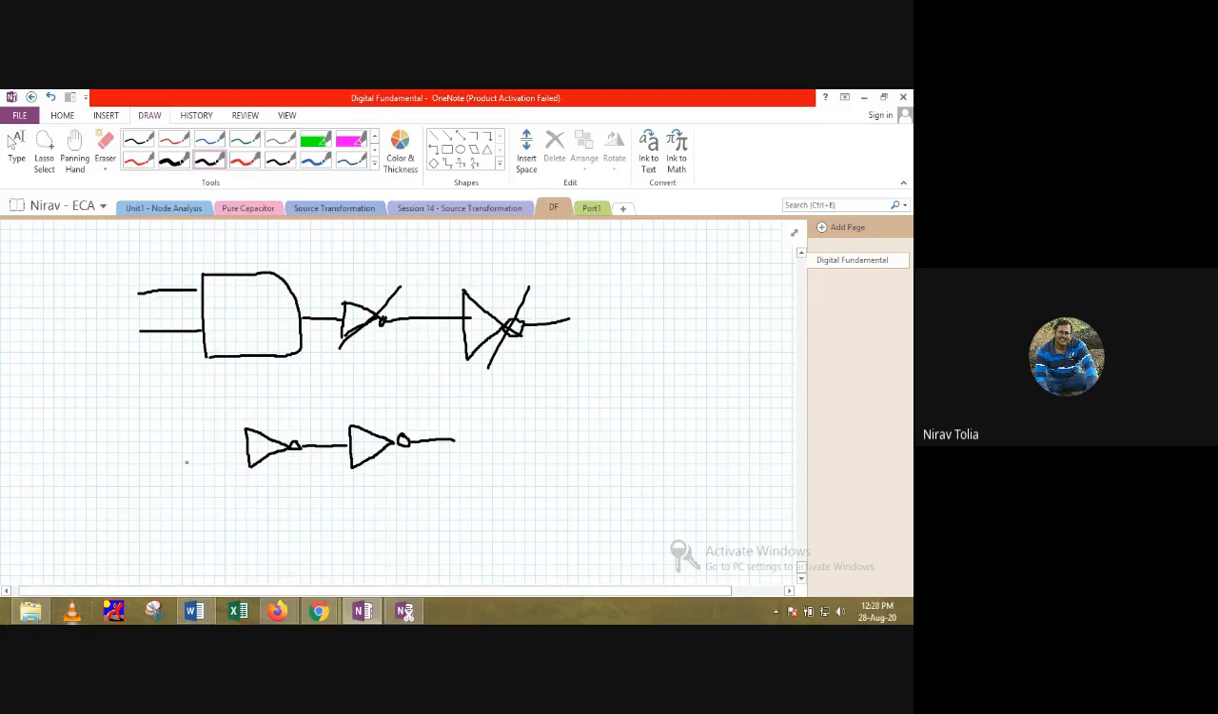Suppose my input is 1. What does it give here? A NOT gate converts 1 into 0. Then another NOT gate, and my output is again 1. So if my input is 1 then my output is also 1. So the effect of this NOT and this NOT cancel each other out. If you connect two NOT gates together, the effect of the NOT gates cancels out.